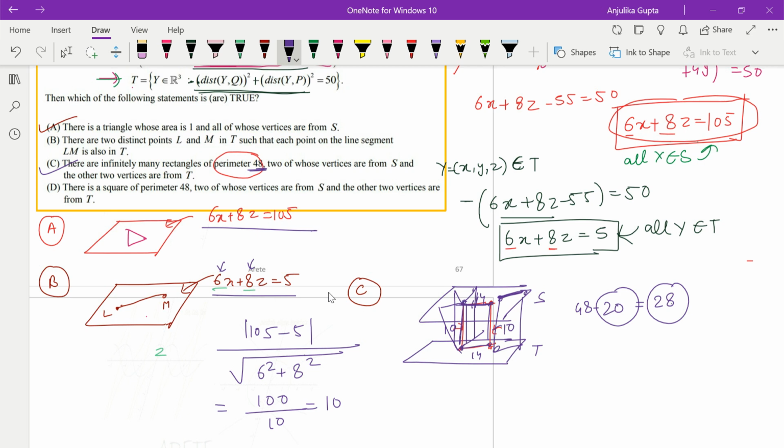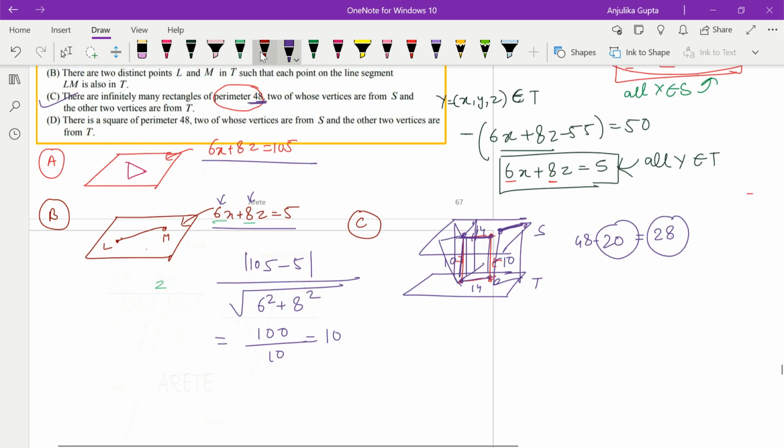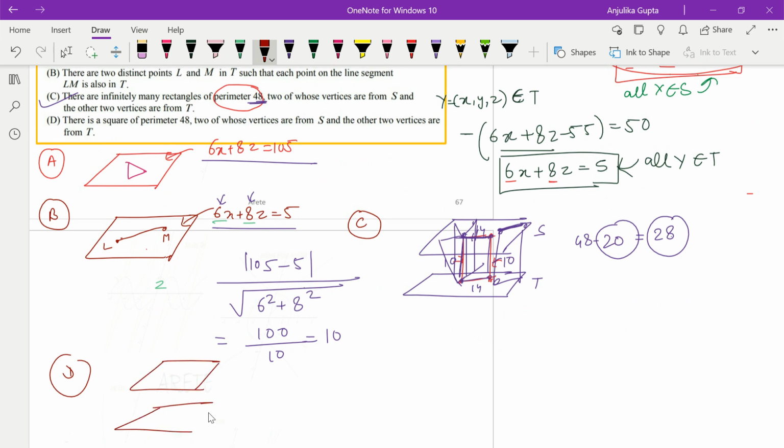Now D is asking, can you have a square? Now that is stretching too much, right? Square means that if here and here there are two planes, you already said that this and this sum up to 20. This is 10 and this is 10. But you can't have 10 and 10 here, because you want 48. Had they said that you want it to be 40, then fine. But option D is not true. Interesting question.